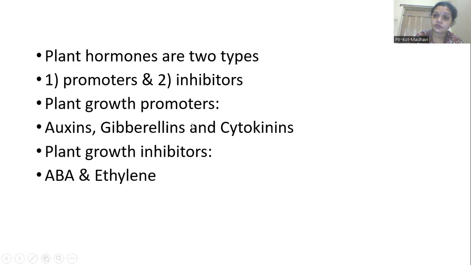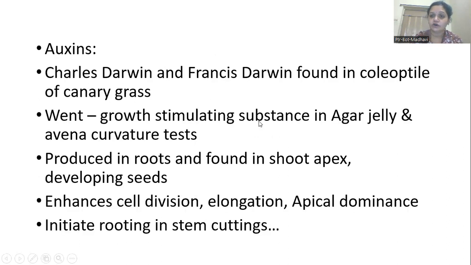And the growth promoters, that means they will show the plant growth at any cost in different manners. Those are the plant growth promoters. And these growth promoters are the auxins, gibberellins, and the cytokinins. Now comes the auxins.